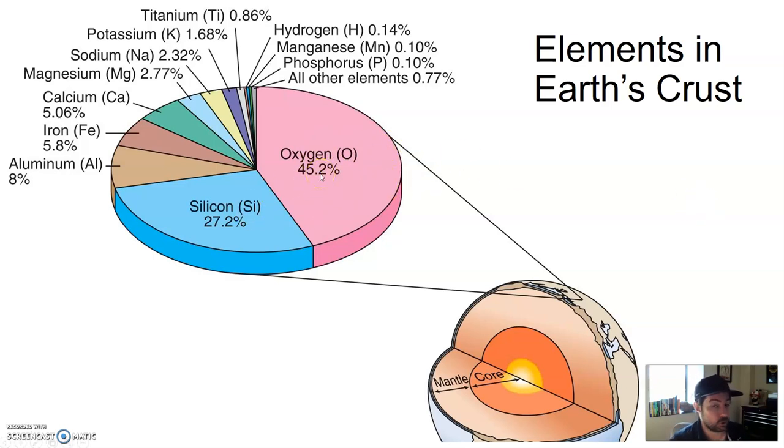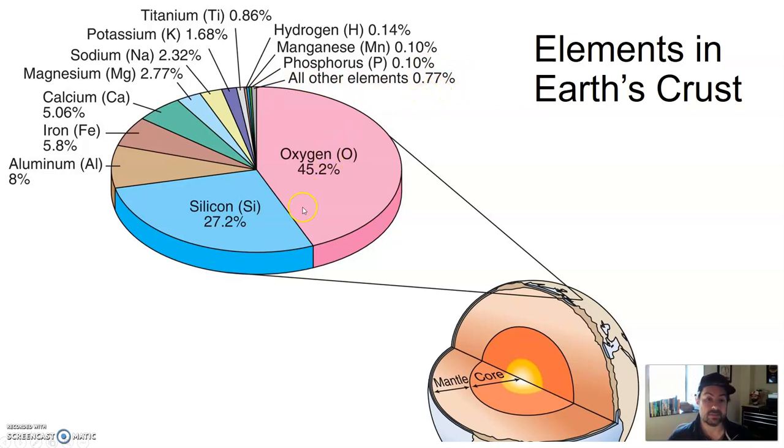Coming in second place, just a shy over 27%, is silicon. Again, typically not on its own, combined with other elements in the crust to form different compounds, which form different minerals, which form different rocks. Then you also have things like, in third place, aluminum, fourth place, iron, calcium, magnesium, sodium, potassium, titanium, hydrogen, manganese, phosphorus, and then everything else. All the other 106 of them only make up 0.77% of the Earth's crust.